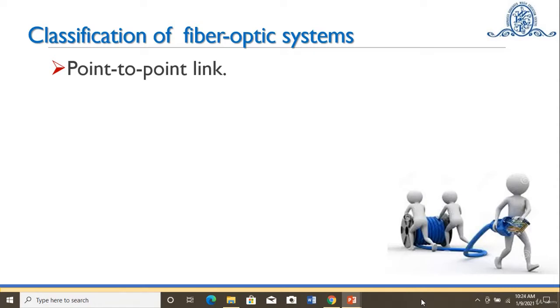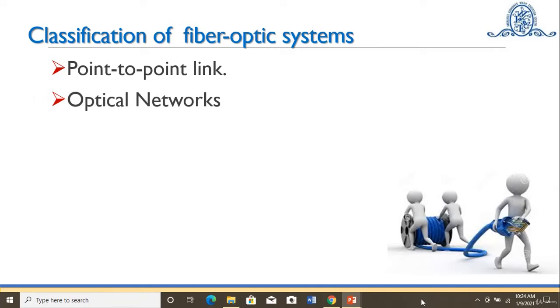Such a link is especially used for within-building communication or for short distance communication. It includes the transmitter for sending the information optically, a transmission medium, that is a fiber, and a receiver. The optical networks are grouped according to the area covered.